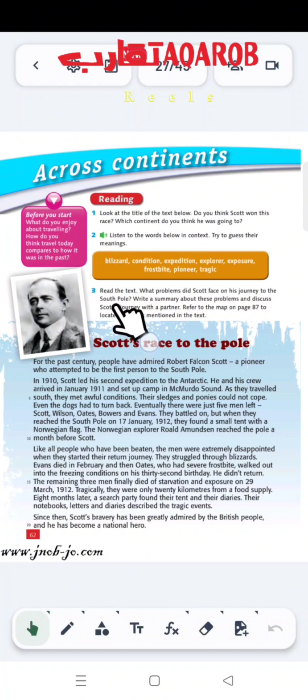Question number 3. Read the text. What problems did Scott face on his journey to the South Pole? Write a summary about these problems and discuss Scott's journey with a partner.